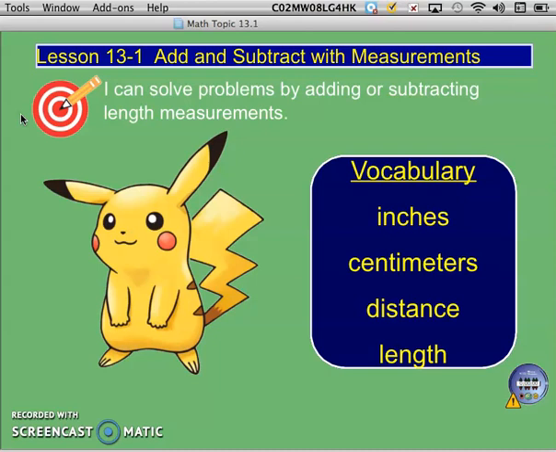Today we're going to be going over lesson 13.1, Add and Subtract with Measurements. Today's target lesson is I can solve problems by adding or subtracting length measurements. The vocabulary words we will be using are inches, centimeters, distance, and length.